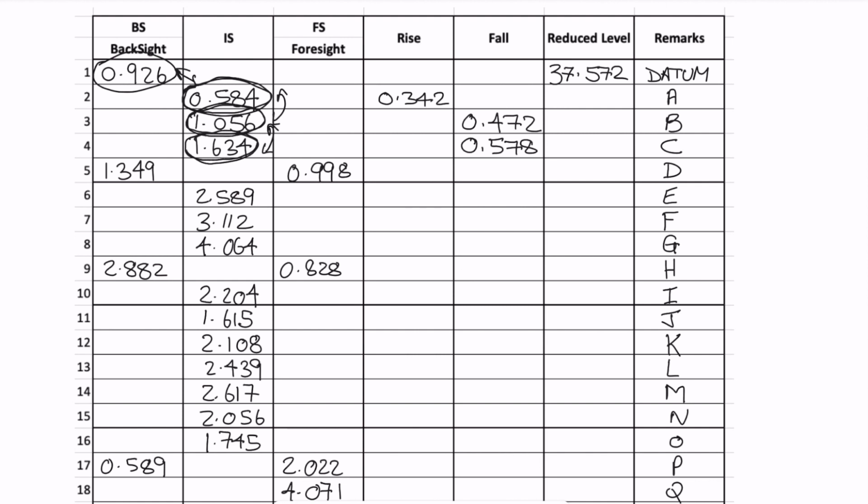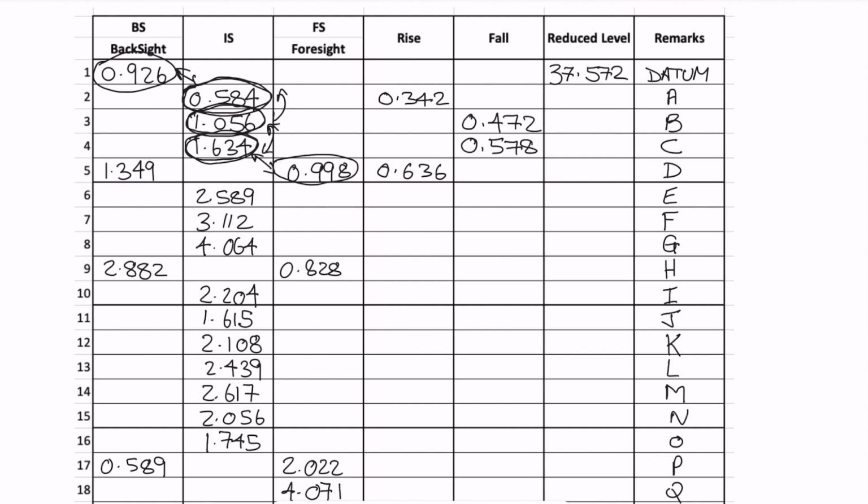Then the next pair of readings I was taking, 1.634, 0.998, work out the absolute difference. The second of the 2 readings is smaller than the preceding reading. That represents a rise. Our absolute difference is entered under the rise column.